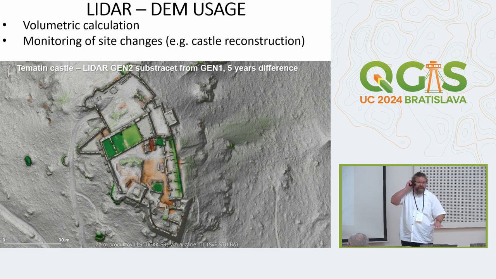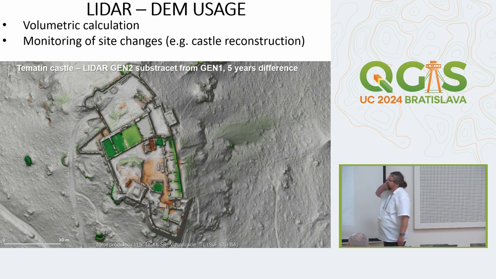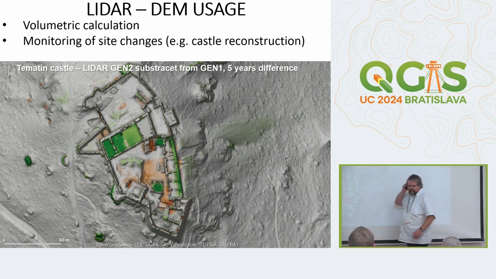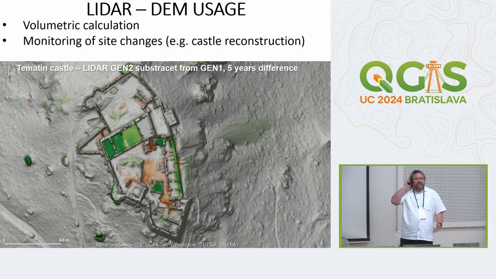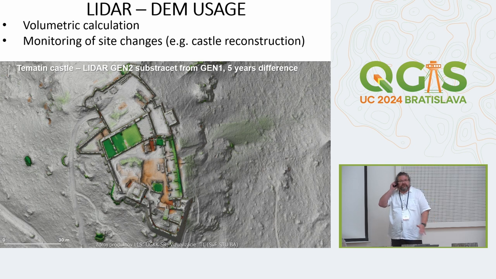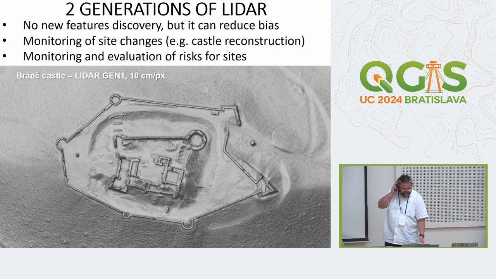If you subtract those digital elevation models, you can highlight what was cleaned because of the reconstruction. And for instance, you can make the volumetric calculation, how many stones they used, how big an amount of work was done. Another example of the digital elevation model in cultural heritage is this other castle.